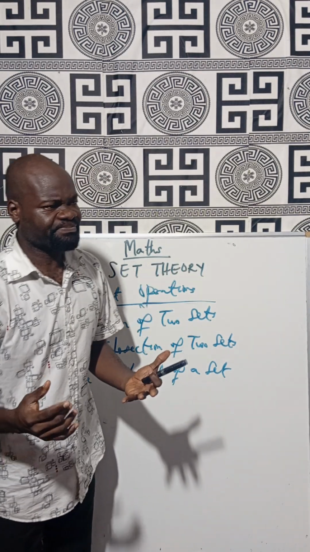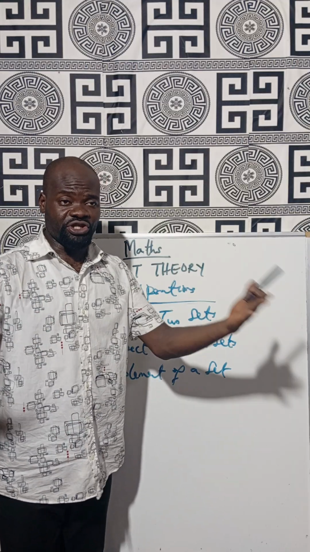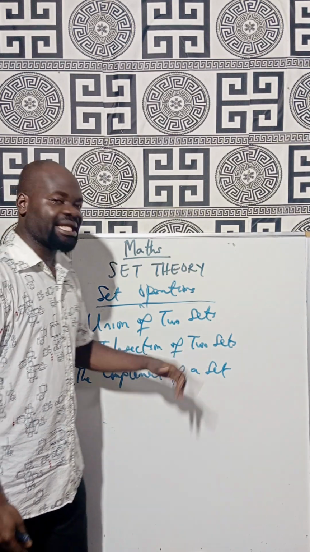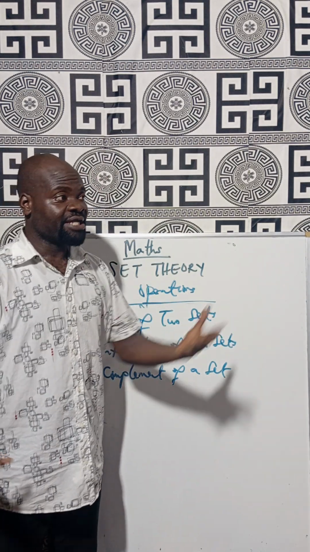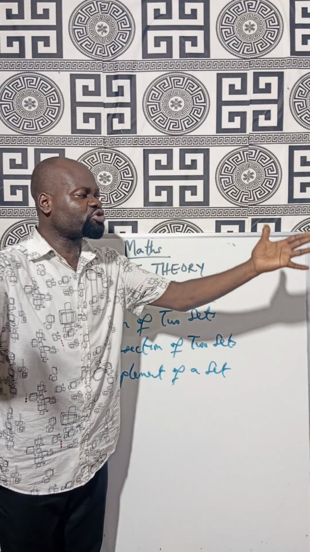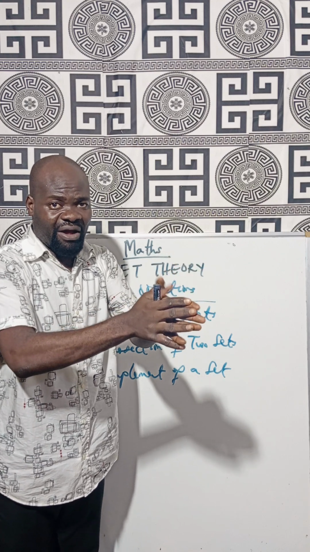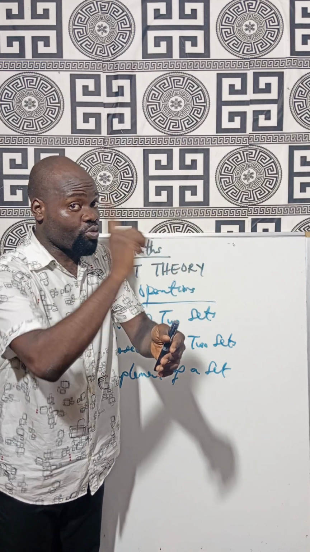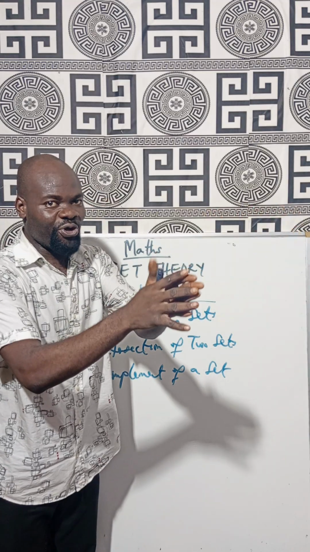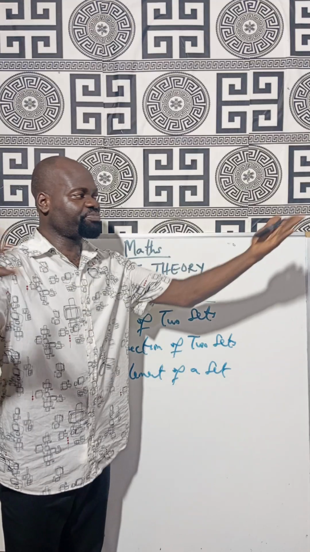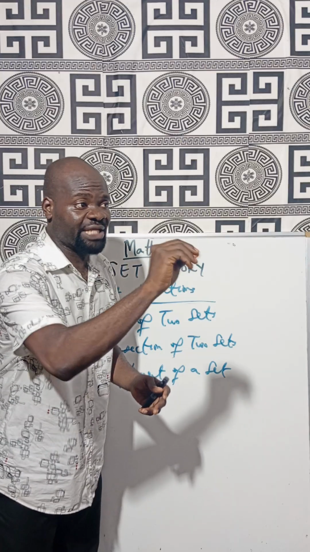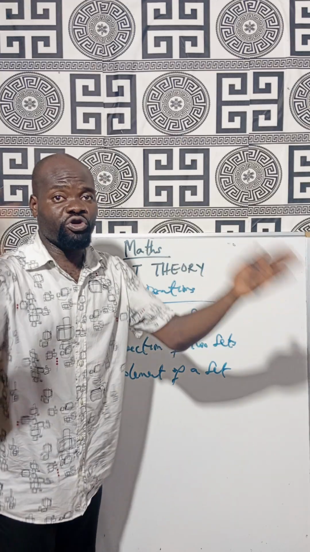Now let's look at the union of two sets. Think of union as marriage, a union between a man and a woman. So think of two sets, set A and set B. Set A has its own elements, set B has its own elements. Think of union as bringing the two sets of elements together, and each element appears once. Let's say set A has 2 and set B also has 2. Don't write 2, 2. No. You write 2 once. So just bring all the elements in set A and set B together and write each of them once. That's what we call union.